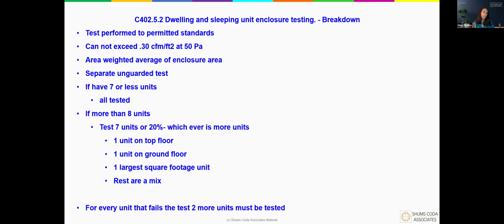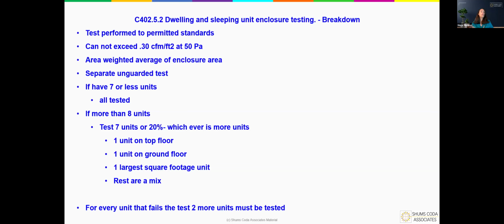units. Now, if you happen to have 8 or more units, now you have where that flexibility kicks in. You only have to test 7 of those units or 20% of the units, and it's whichever number is larger, right? So if you have 100 units, 20% is 20. Obviously, 20 is more than 7. So you're going to test the 20.